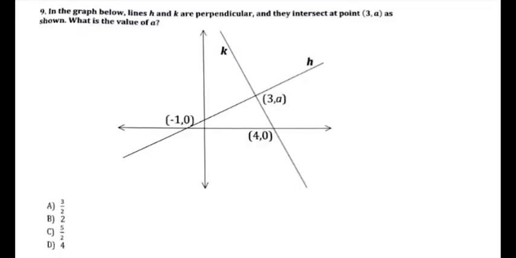Question 9. In the graph below, lines H and K are perpendicular and they intersect at point 3a as shown. What is the value of a? So a is the y part of the coordinate of intersection. So based on the information, we need to find the slopes.